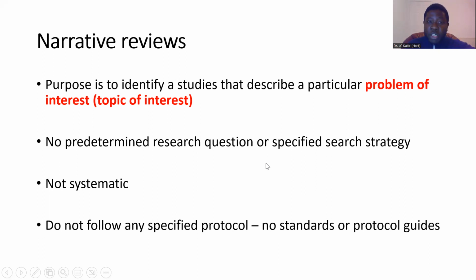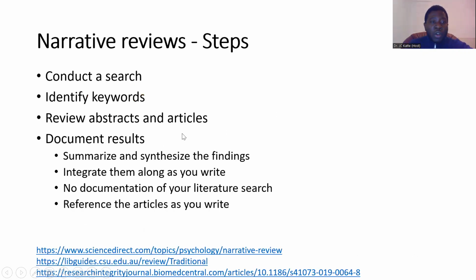This can be really interesting for people kicking off their research writing careers as well. If you identify a particular topic of interest, you can start reading around and see how you can put together and summarize that particular information. As I said, there is no specified research question. You just want to describe or talk about a particular topic of interest to you. So, steps to conduct a narrative review: you conduct your search, you identify the keywords which you want to talk about, you read the different abstracts and articles that you've identified, and then you summarize your findings in your report.